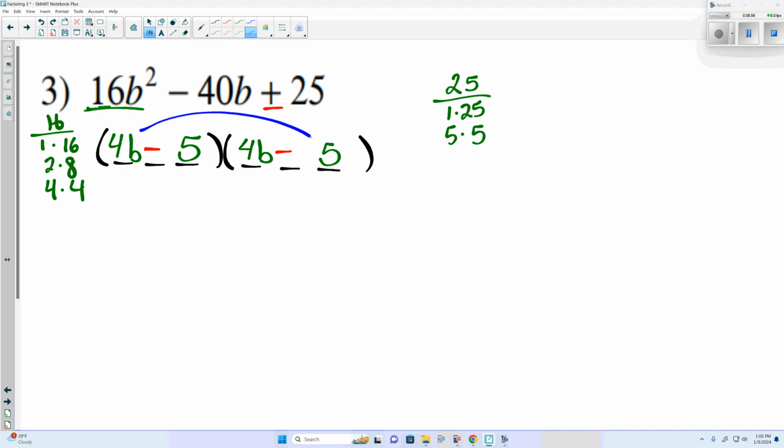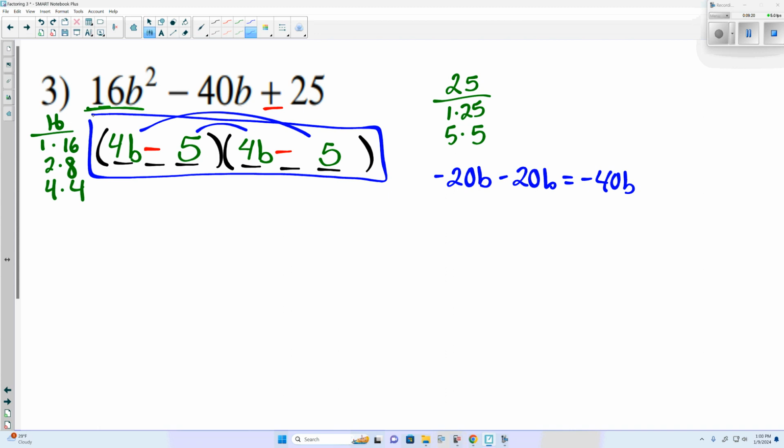Now again, at this point we can check to see if we got this correct. Our 4b times negative 5 is negative 20b. Our next one, negative 5 times 4b, is negative 20b. Negative 20b minus 20b is negative 40b. So these are the correct set of factors. Because they are the exact same, we could rewrite it as 4b minus 5 squared.